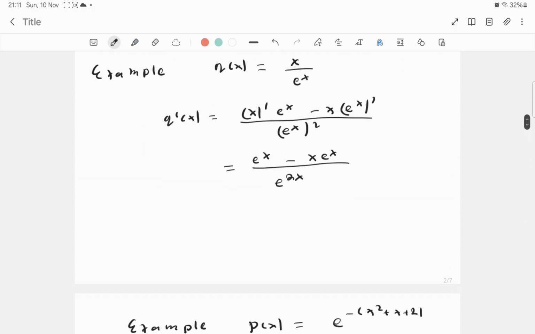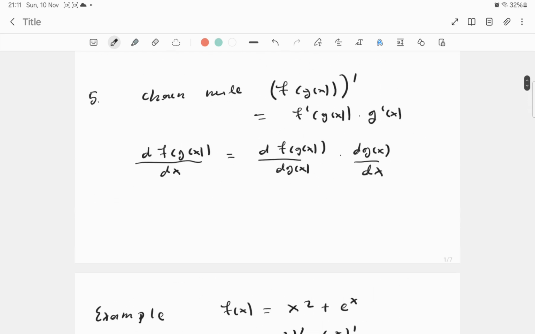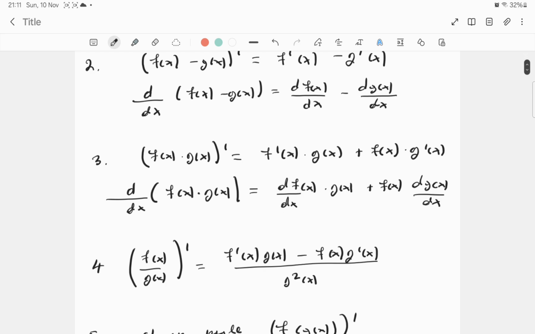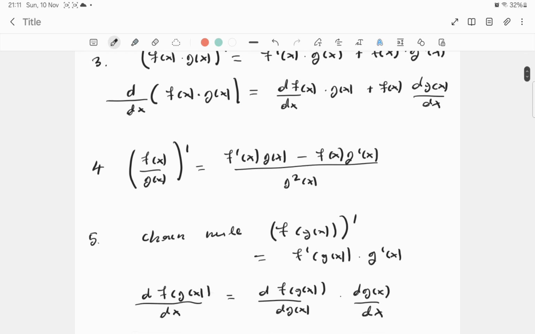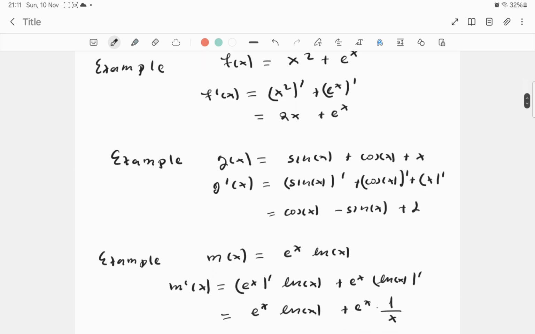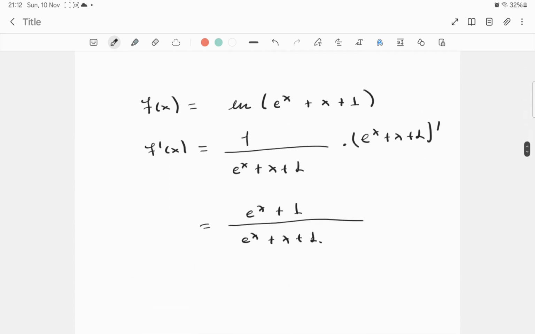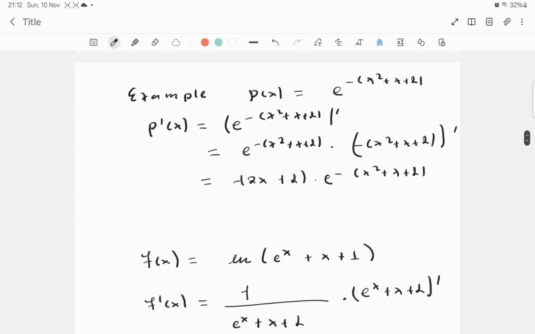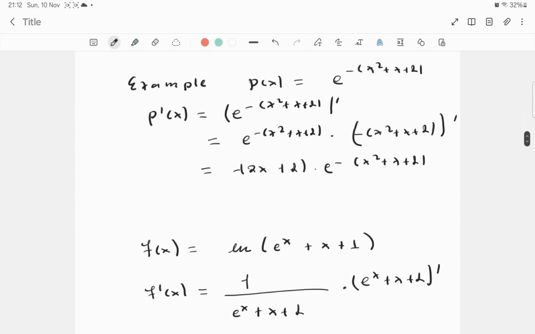These are the basic rules when you try to differentiate a sum of functions, difference, product of two functions, quotient of two functions, or composite functions. And this is part 2 of our differentiation of functions series.